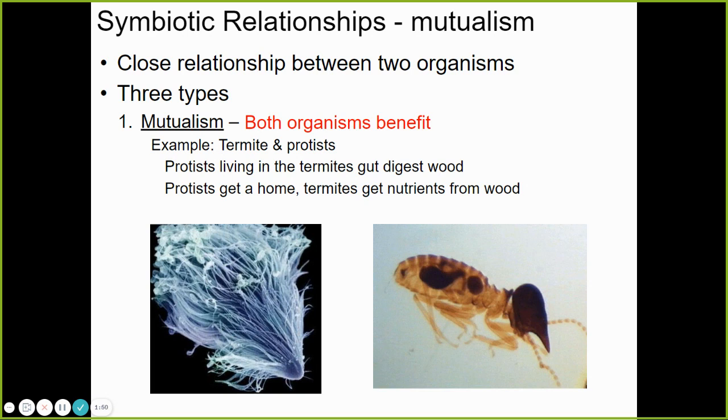And the protist gets a nice little safe home, gets the termite to provide it with food by chewing up and swallowing the wood. So both of these organisms are benefiting, right? They're both getting something positive out of this relationship. That's an example of mutualism. They mutually benefit each other.